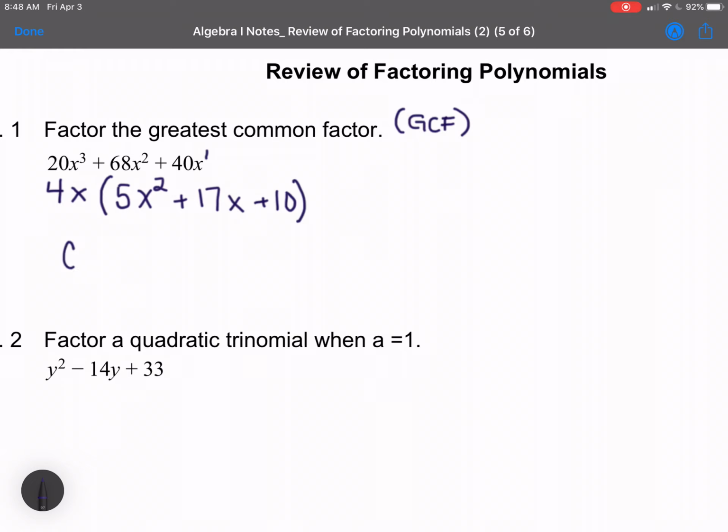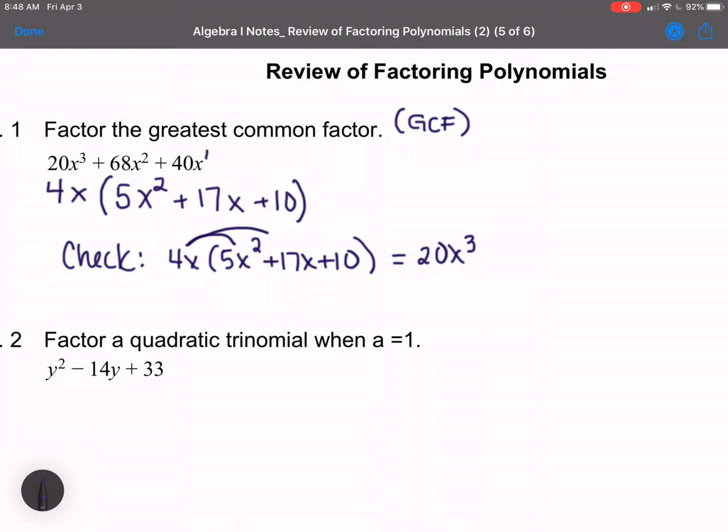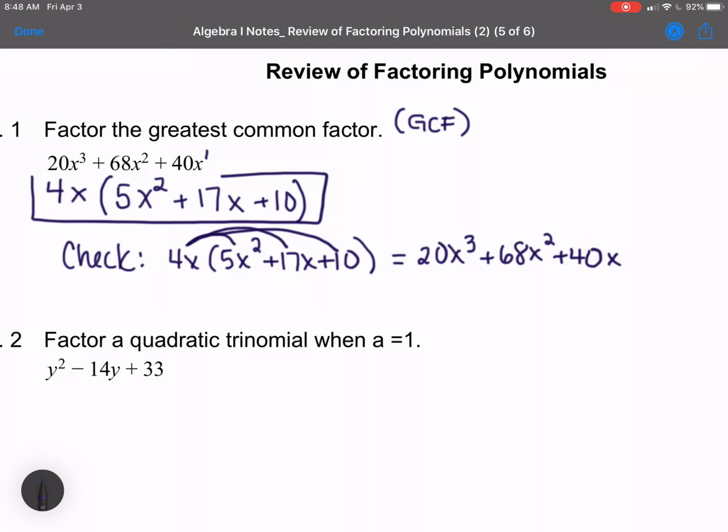Remember, we can always check by multiplying. So here, if we took that 4x times 5x squared plus 17x plus 10, we would distribute and multiply. So 4x times 5x squared is 20x cubed. 4x times 17x gives us the 68x squared. And 4x times 10 gives us the 40x. So that ensures that this answer is correct.